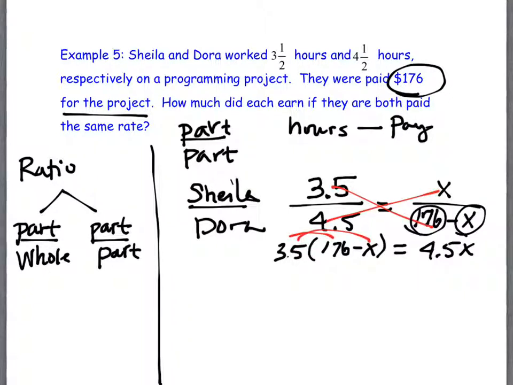So what is 3.5 times 176? What is it? 616 minus, I'm sorry, I didn't do it already, minus 3.5x, right? So distribute the 3.5, equals 4.5x. Now what? Good. Add 3.5x.